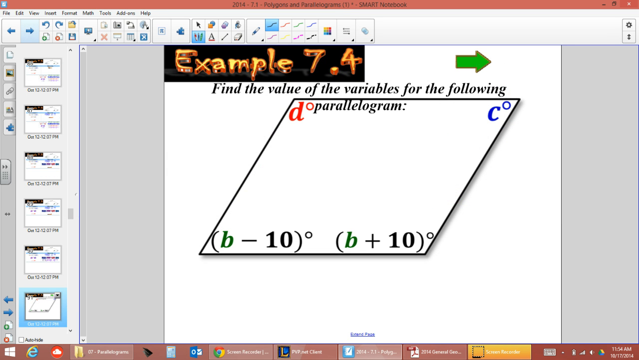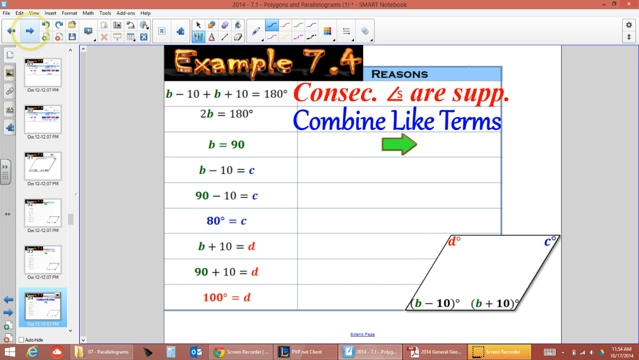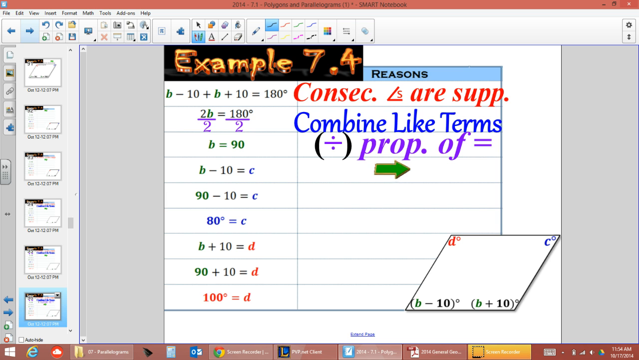7.4. Find the value of the variables for the following parallelogram. Okay, so I've got to find D, C, and B. Notice, again, I look for the single variable. B minus 10 and B plus 10. Well, that's got to add to be 180. So I come up here and I set them equal to 180. I combine like terms. I divide by 2. And then I get B equals 90.